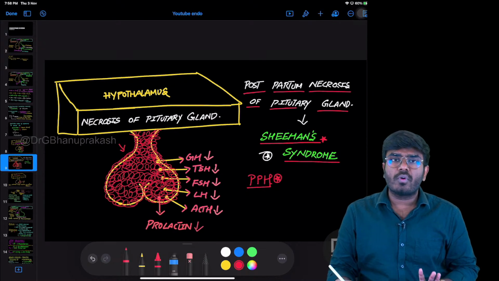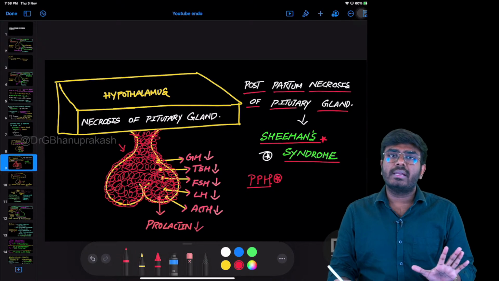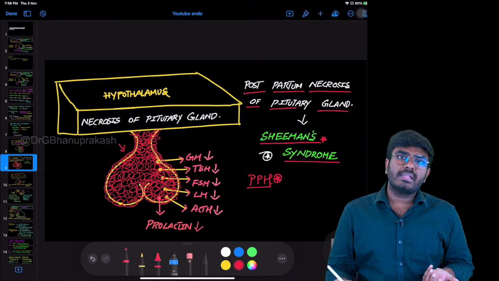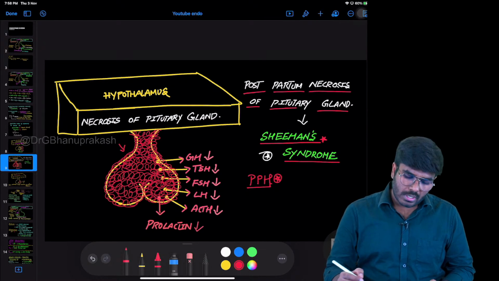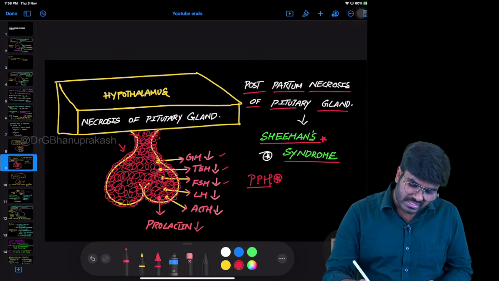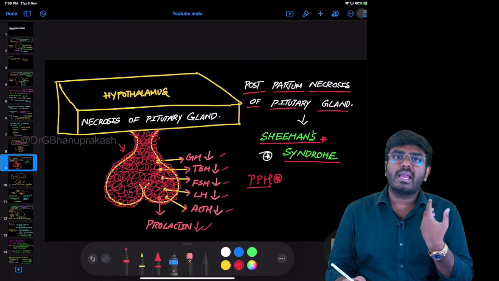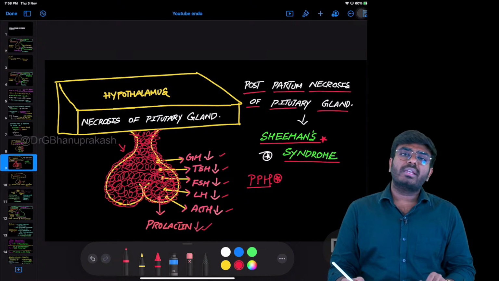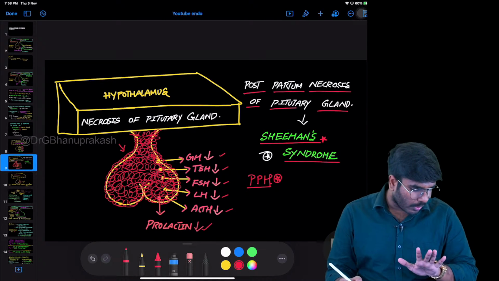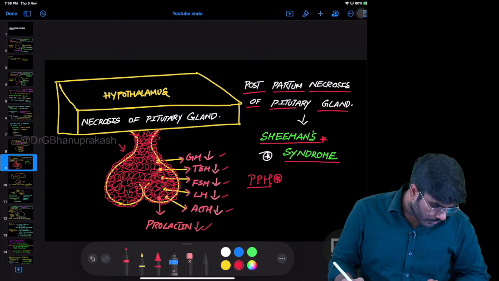Now tell me, in Sheehan's syndrome, what happens? The entire pituitary gland is gone. When the entire pituitary gland is gone, all hormone levels come down. So growth hormone, TSH, FSH, LH, ACTH, and even prolactin levels are also coming down, right? Because the entire pituitary gland is gone. So even prolactin levels come down. All hormone levels come down. Okay, guys, is it clear? Everything is clear, guys?